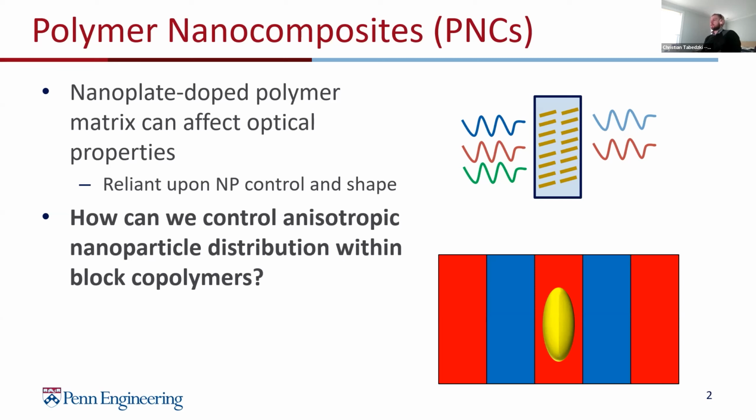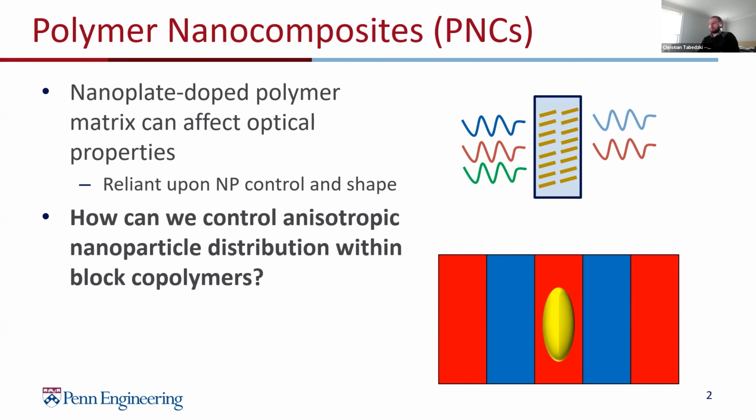The optical properties of these nanocomposites are interesting because the spatial arrangement of the nanomaterials within it can affect the properties. So it can affect the absorbance as well as re-emittance of light. And because it's dependent upon nanoparticle control and the arrangement of it within the matrix, an interesting question is, how do you control this distribution?